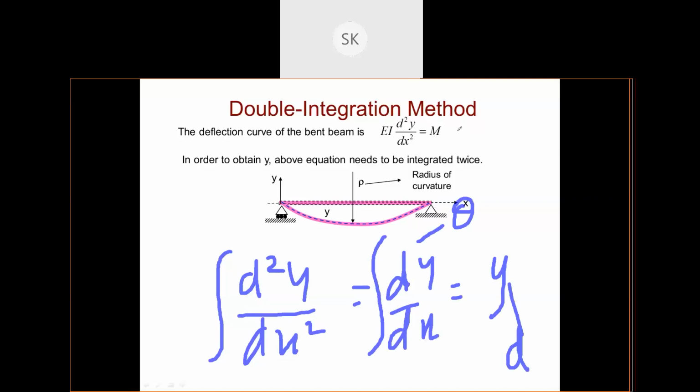Hope this is clear, this is the equation of the curve. You have to integrate this equation twice to get the deflection. How? See, when you integrate d square y by dx square, you will get the slope dy by dx. What is dy by dx? Our slope. And when you integrate this one once more, you will get y, which is our deflection.